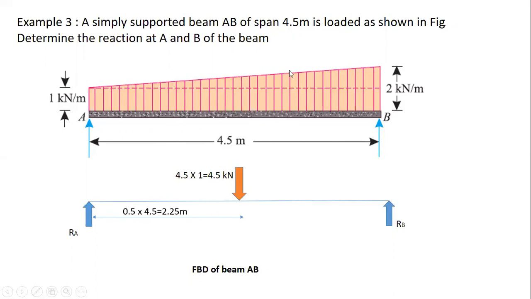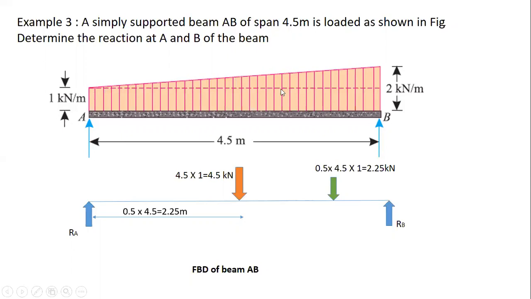Now coming to the triangular load, this triangular portion. In order to find the intensity of the triangle, we have to find the area of the triangle. What is the formula for finding the area? It is half into base into height. If you convert the triangular load into equivalent point load, the magnitude will always be equal to the area of the triangle. So what is the area of triangle? It is half into base. Base of the triangle is from point A to point B, so it is 4.5 meter.